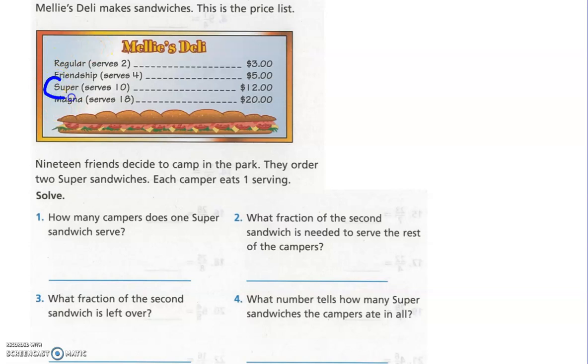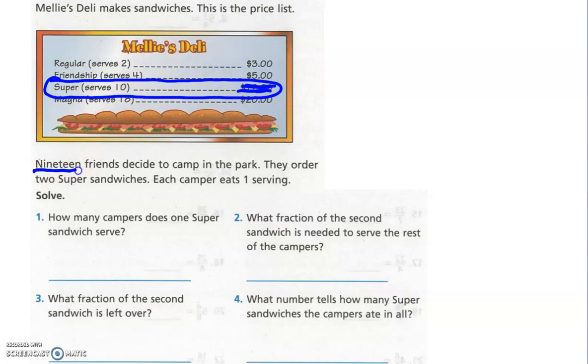But the only one you really have to deal with for this word problem is actually right here with the super sandwich. And another thing to consider, they're not asking you the price. So although this number is on there, we don't even need it, okay? It's too much information. So let's just focus on what we need, which is that the super sandwich serves 10. So let's look at our word problem.